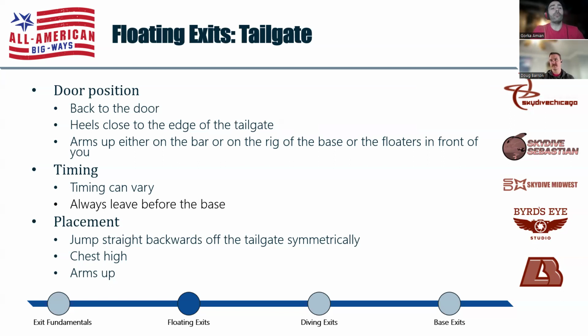Okay. And then placement, which is probably the most important, we're going to want to jump straight backwards, right? We're going to essentially imagine that you're stepping off a chair and hopping down to the floor. Chest high, arms high. Now, here's the biggest difficulty when it comes to tailgate floating. If you think about this is the floor of the aircraft, this is us standing here, and we're flying in this direction, right? We're flying here.